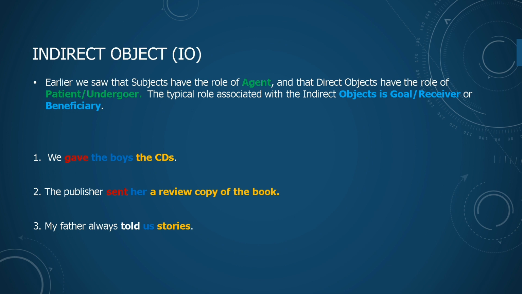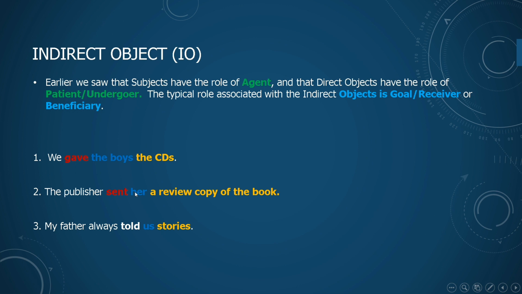The publisher sent her a review copy of the book. We have her, which is the first object, and then we have a review copy of the book, which is another object. Which one of these objects is the receiver? A copy of the book or her? Of course, her, because she received. So that's how we can recognize the indirect object.